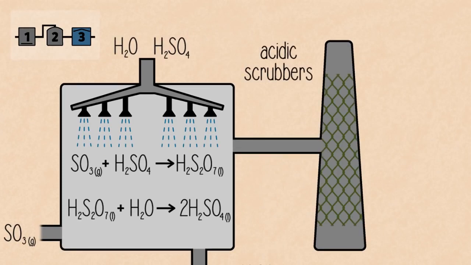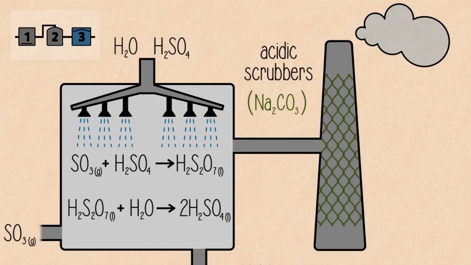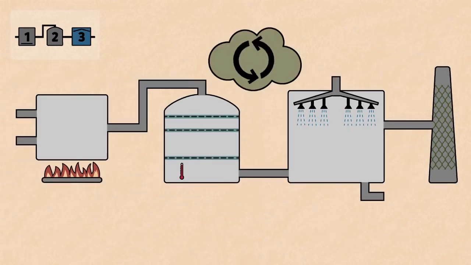These are bases like sodium carbonate. On contact, they neutralise the fumes, forming salt and water. Other ways to minimise the release of any sulfur oxides is by recycling gases between stages 2 and 3.